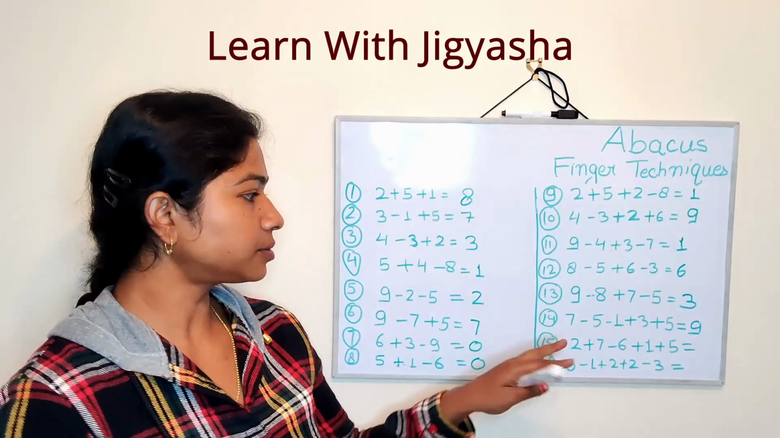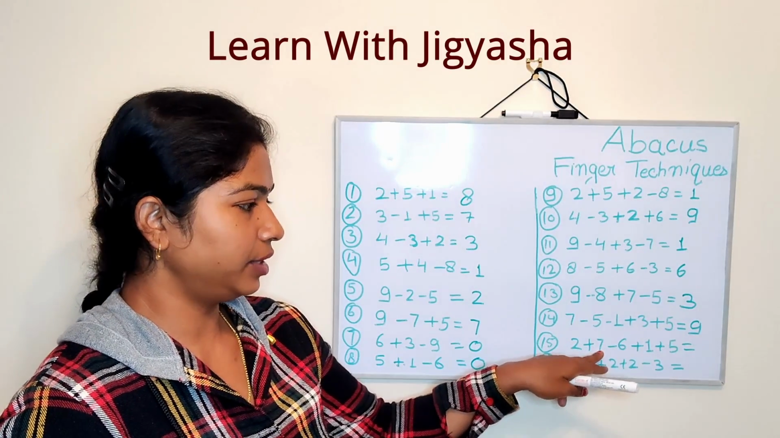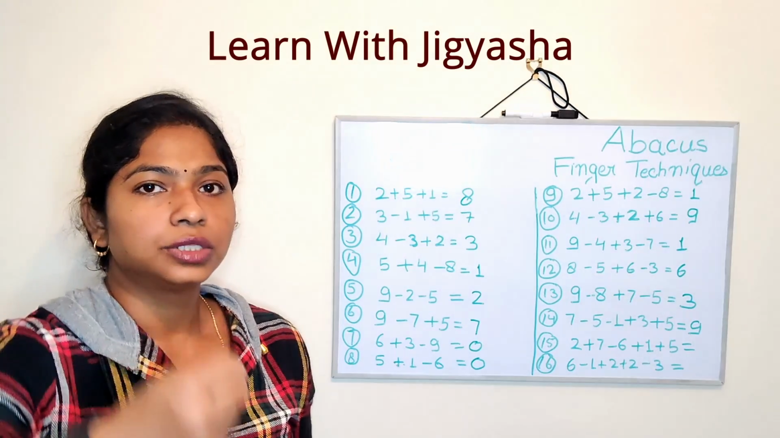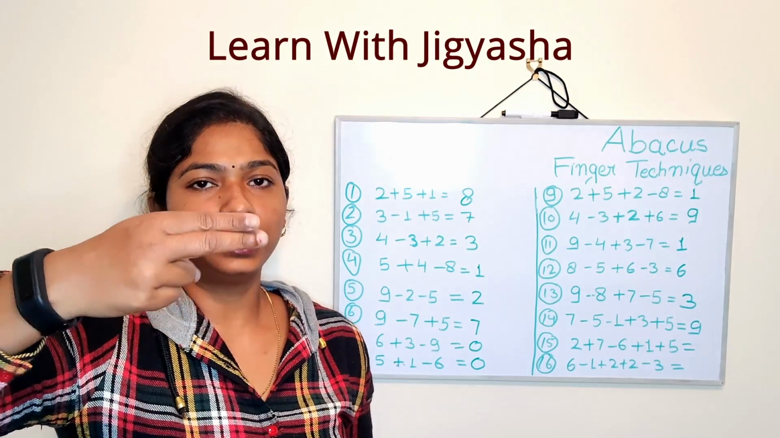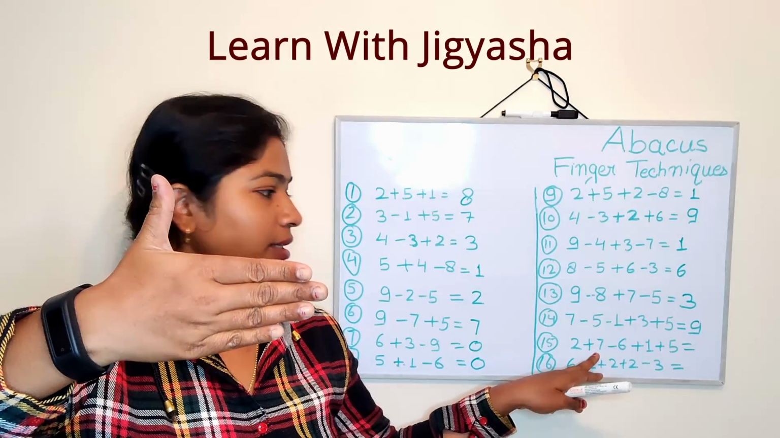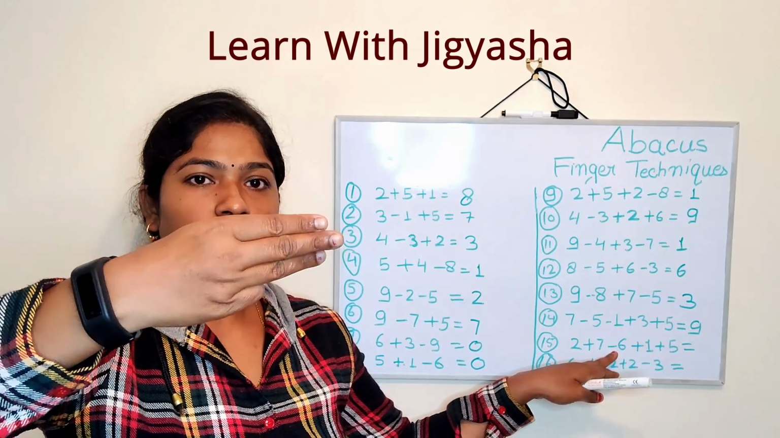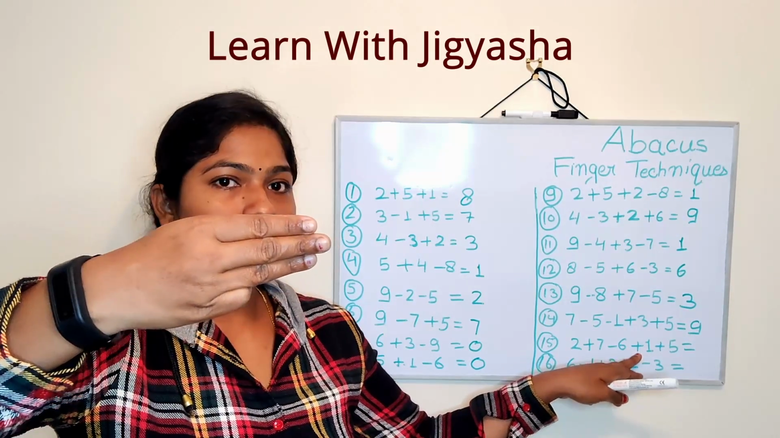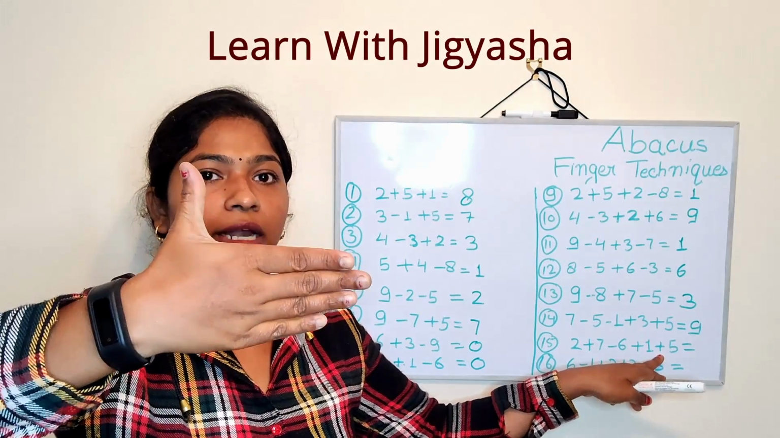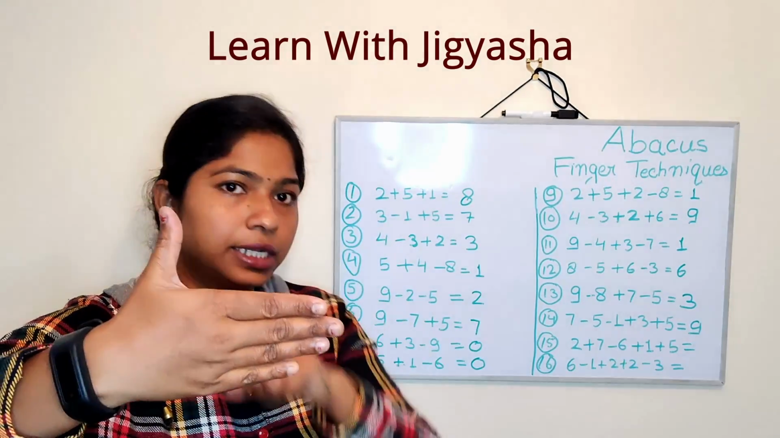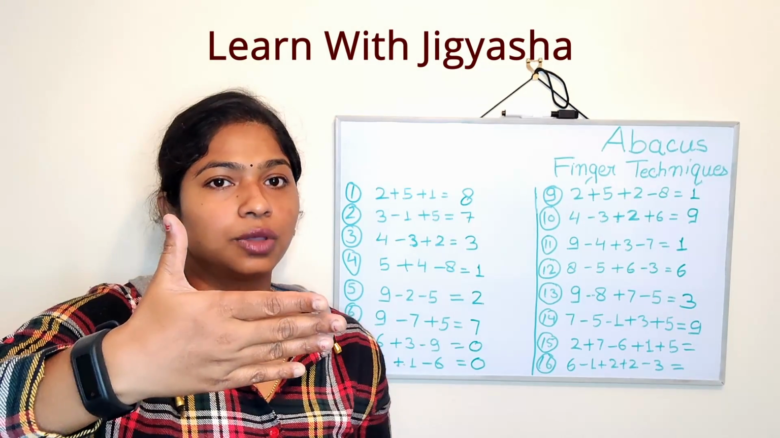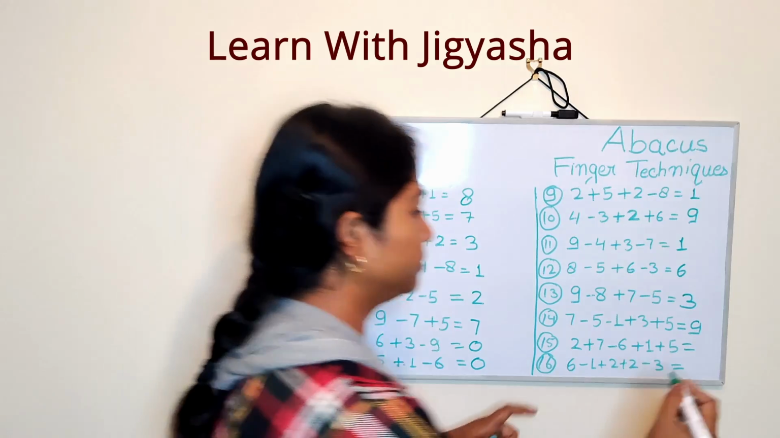Next question. 2 plus 7 minus 6 plus 1 plus 5. Okay. So let's solve it. 1 and 2. 2 plus 7, 5, 6 and 7. Minus 6. So, minus 6 plus 1. So, this is plus 1. Now, plus 5. How will we add? Plus 5. So, what is the answer again? 5, 6, 7, 8 and 9. Okay. So, our answer is 9 again.